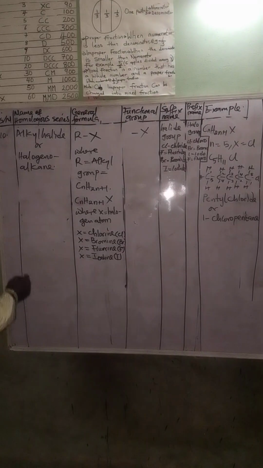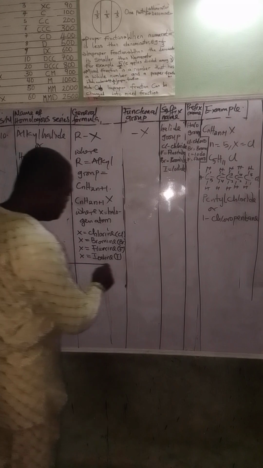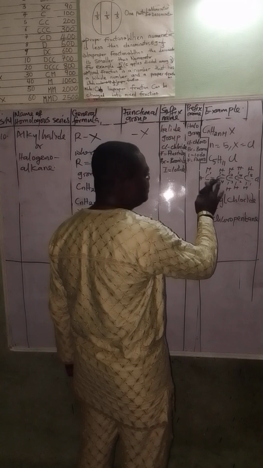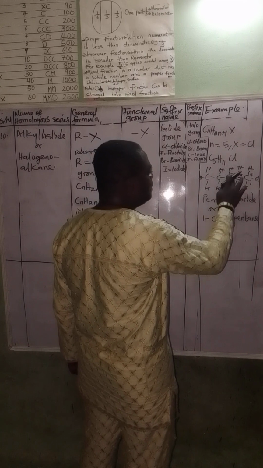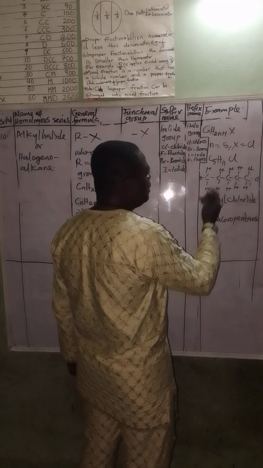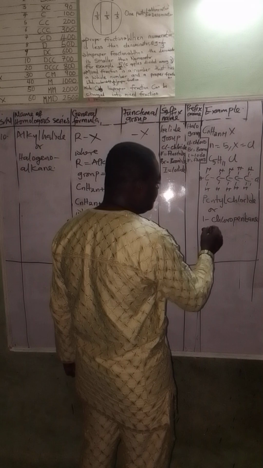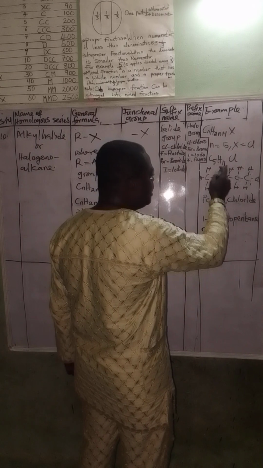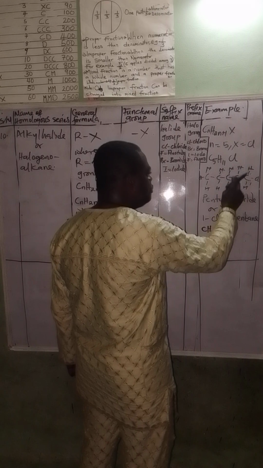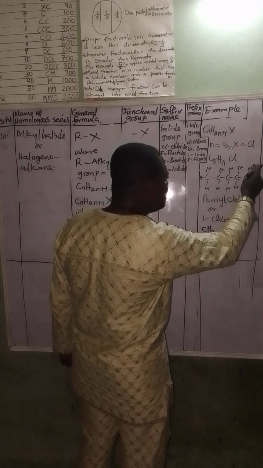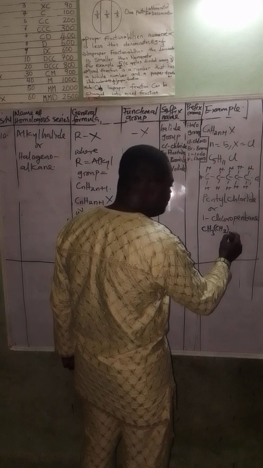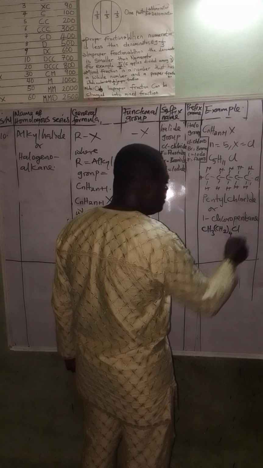Now, let's move on to another thing here. Another way of writing this is the condensed formula. This is CH3. This is CH2. How many CH2 do we have? CH2, CH2, CH2. How many of them? 3. Even 4. You can put CH2, 4 of them. Then I have what? Cl.